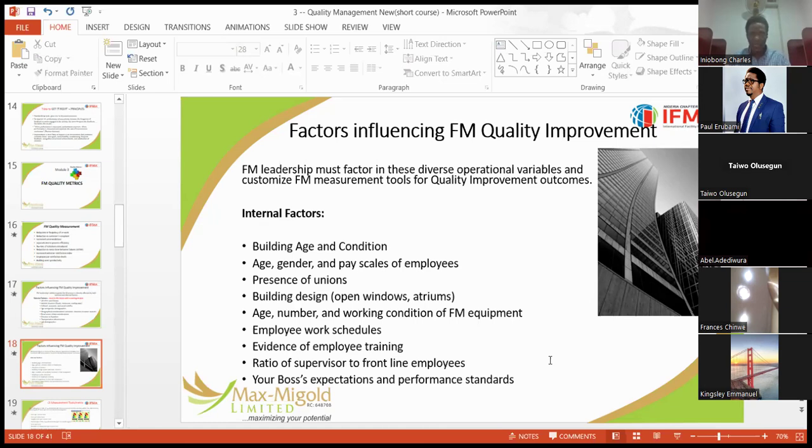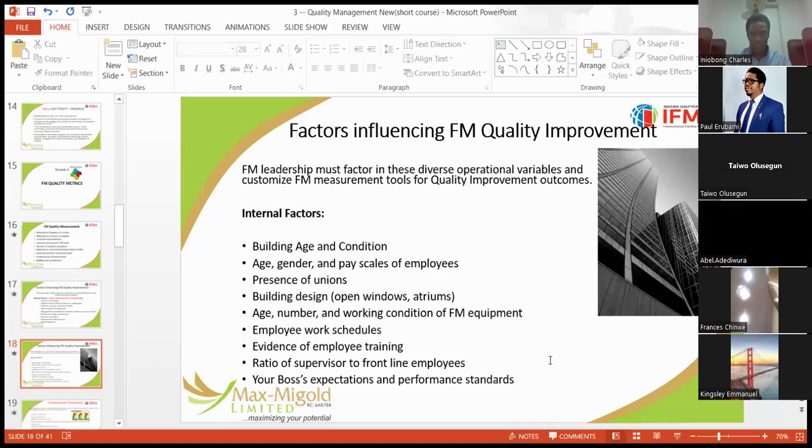Building design also, sometimes there are designs where you can't even do maintenance on that kind of building. The design affects or impedes maintenance. Age, number, and working condition of FM equipment. FM equipment, are they in good order? So these are all internal issues.